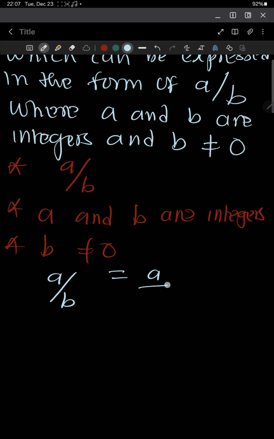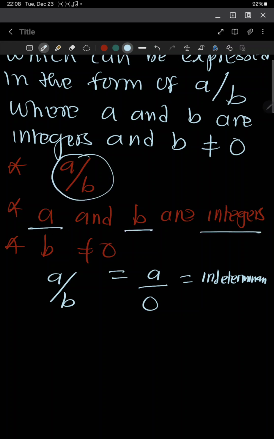If we say A divided by 0, this is indeterminate. It is not 0, it is indeterminate. If you are using the calculator, it will say math error. So take note that rational numbers should be expressed in the form of A over B, where A and B are integers, and secondly, B should not be equal to 0. So let us solve the following examples.